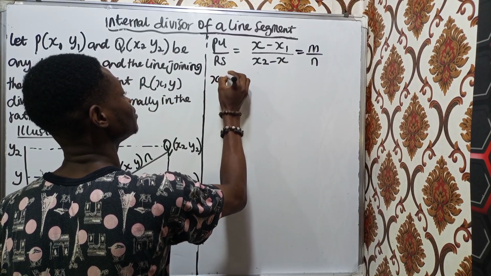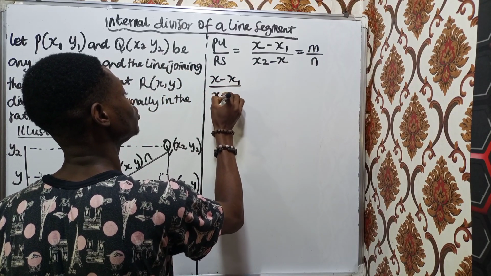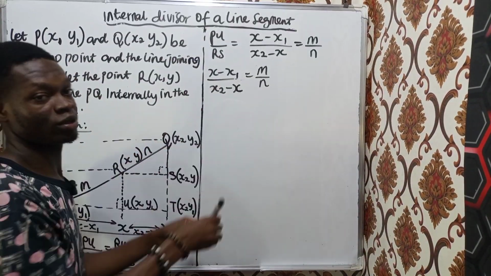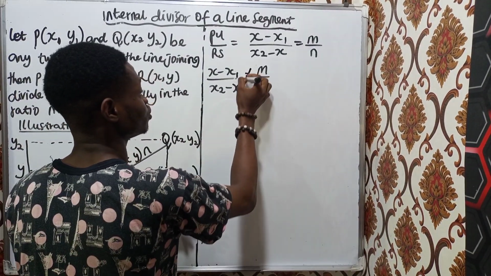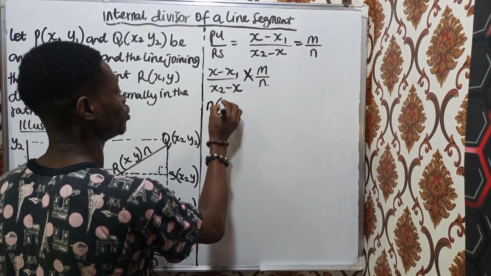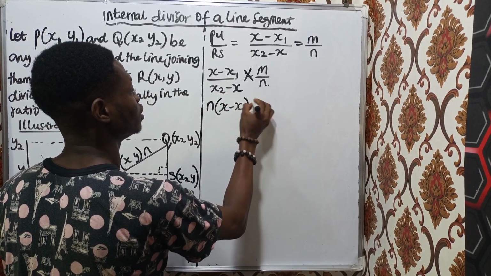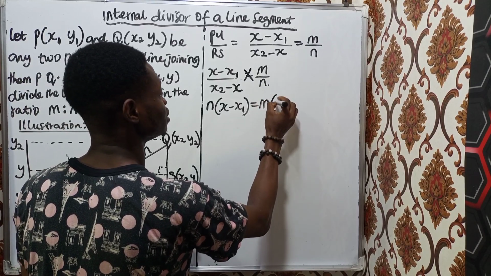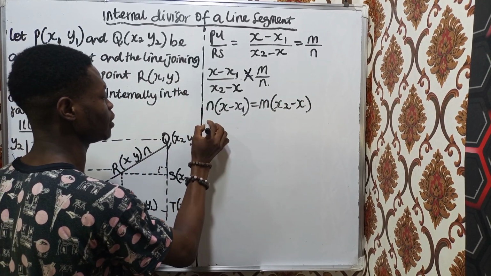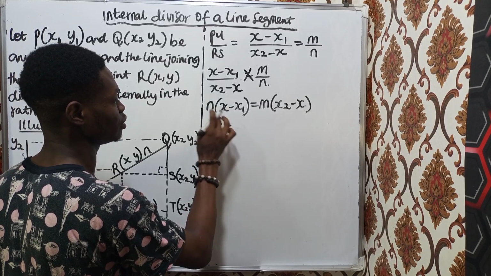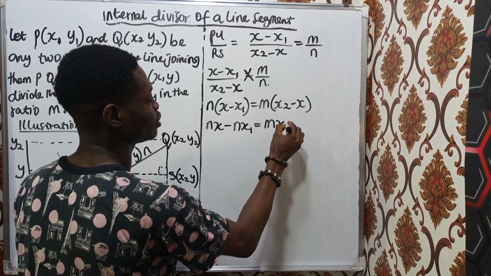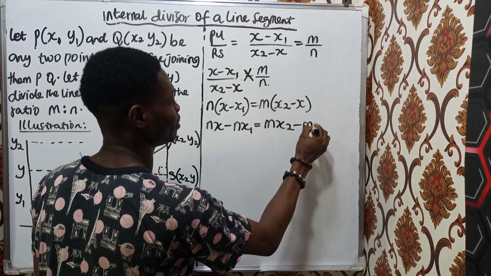So (x − x1) over (x2 − x) is equal to m over n. So we can cross multiply. When we cross multiply, we are going to have n(x − x1) is equal to m(x2 − x). So when we multiply, nx minus nx1 is equal to mx2 minus mx.